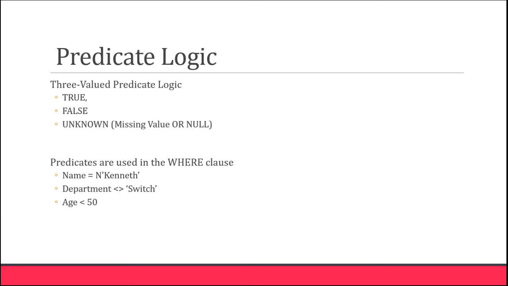All right. What we call predicates or filters are basically used in where clauses. We are trying to define a part of the set with this filter that we call the predicate, which is that expression that says name equals this, or department greater than this, or age less than 50, etc. So those are predicates, the expressions that can be true, false, or unknown.